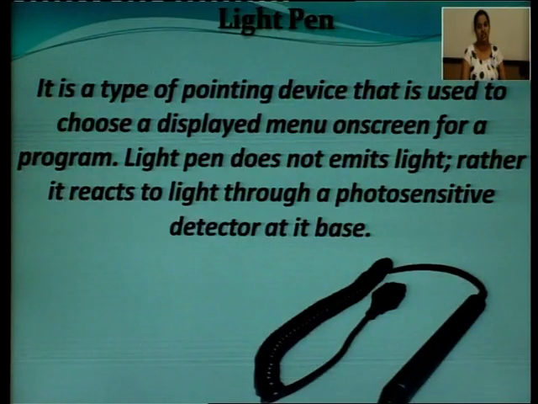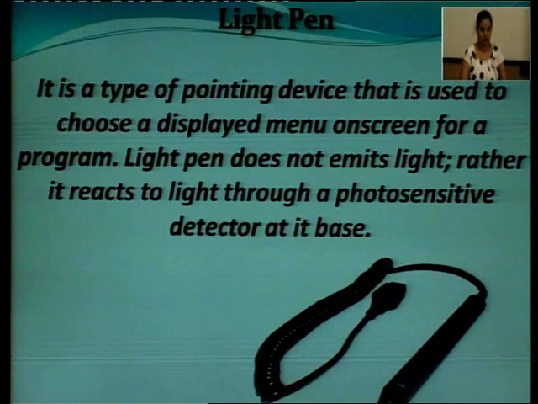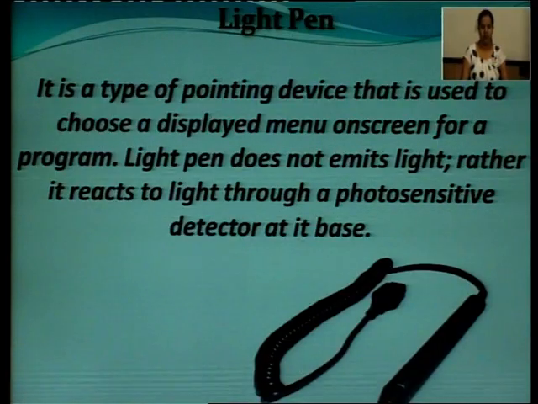Then here you see the light pen. It is a type of pointing device, the same as the mouse. It is also a pointing device that is used to choose a displayed menu on screen for a program. The light pen does not emit light, rather it reacts to the light through a photosensitive detector at its base. So, there is a detector at its base through which it detects the writing material.